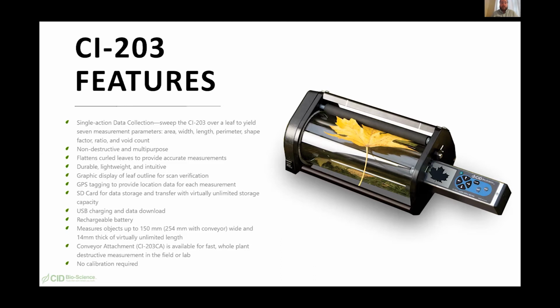And so the maximum thickness is 14 millimeters for leaves, and then also 150 millimeters wide. You can increase that width by using the conveyor. So if you have really, really wide leaves, then the conveyor might be the best option for you.